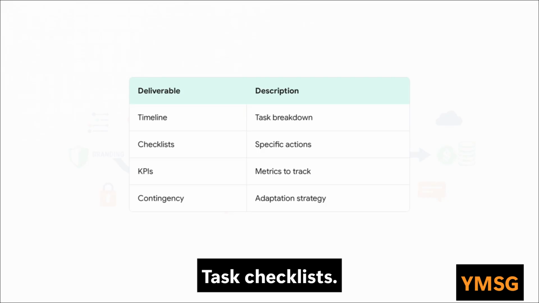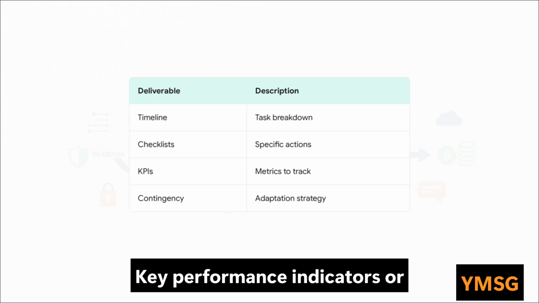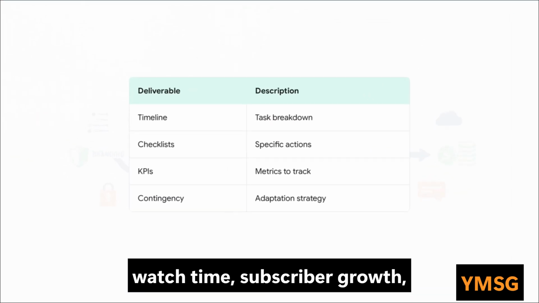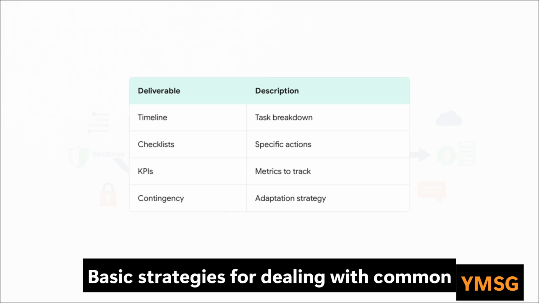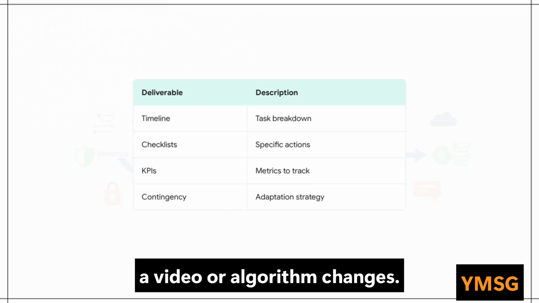Task checklists. Specific actions to complete for each phase. Key performance indicators, or KPIs. What metrics to track like views, watch time, subscriber growth, click-through rates, conversion rates, and income. Contingency planning. Basic strategies for dealing with common challenges such as low views on a video or algorithm changes.